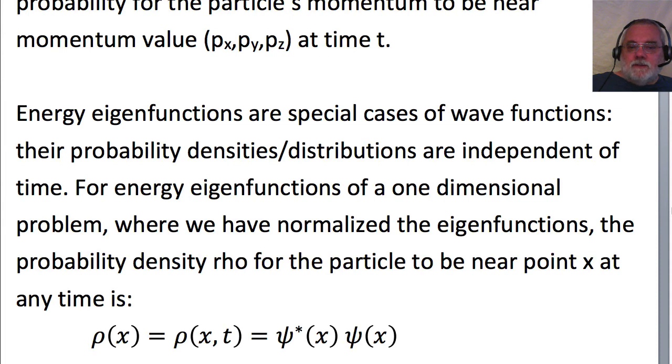Energy eigenfunctions are special cases of wave functions. Their probability density distributions are independent of time. For energy eigenfunctions of a one-dimensional problem, where we have normalized the eigenfunctions, the probability density rho for the particle to be near point x at any time, rho sub x, is not a function of time. It is lowercase psi star of x times psi of x.